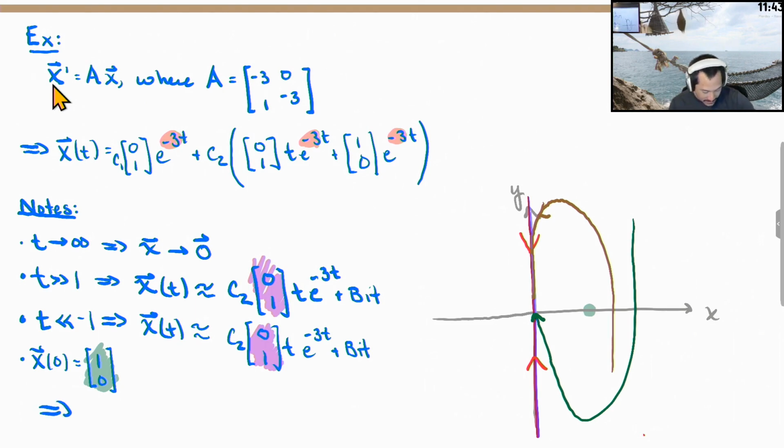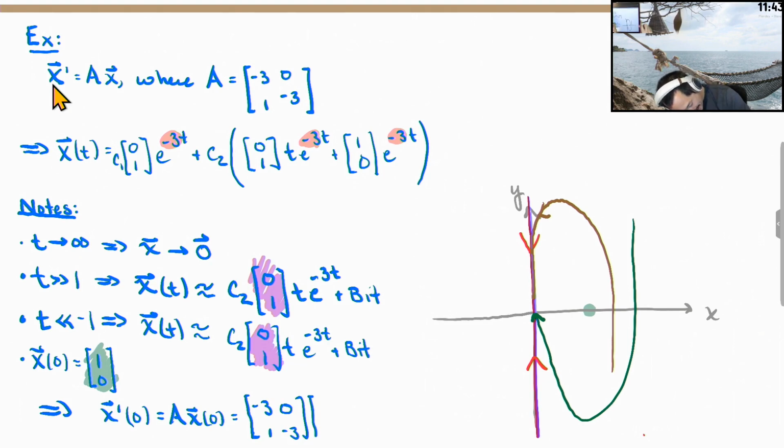Let's think about that. I'm going to have x prime evaluated at time 0. What is that going to be? That's going to be A times x at time 0. What is my A matrix? My A matrix is -3, 0, 1, -3 times my x vector, which is 1, 0. I multiply this through. I do the first row times the column, and I get a -3. And then I do my second row times the column, so that's 1 times 1 plus -3 times 0. There we go. I get -3, 1.